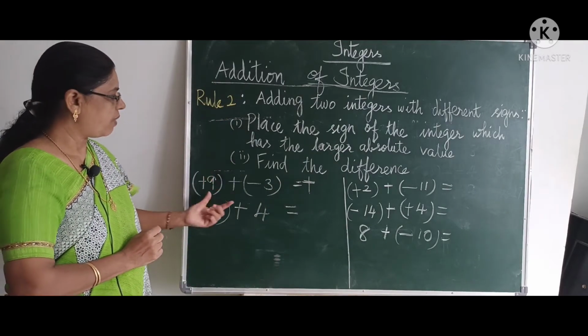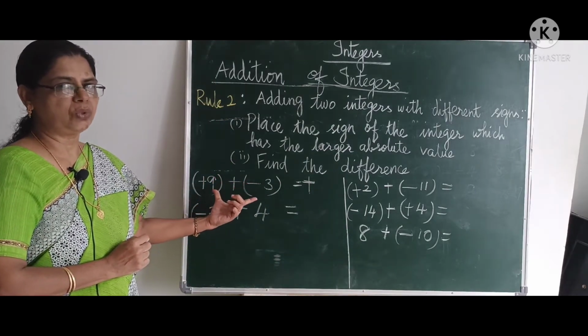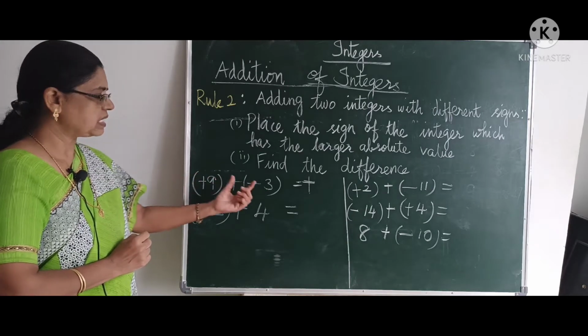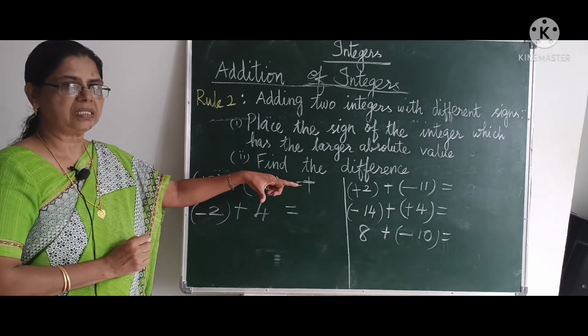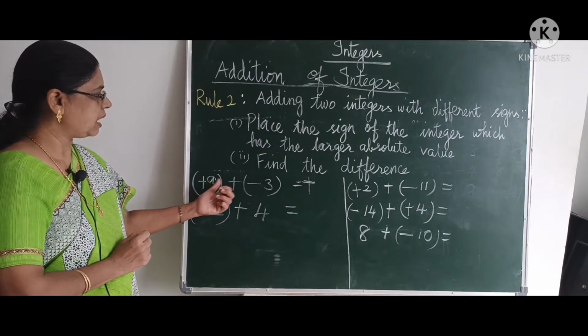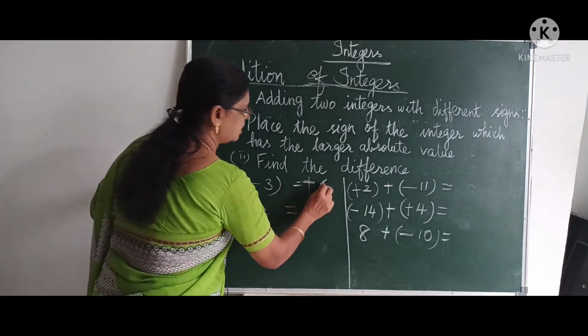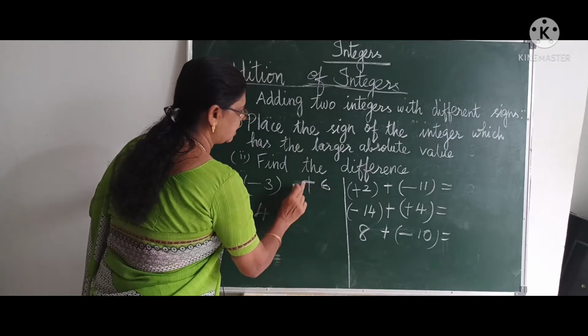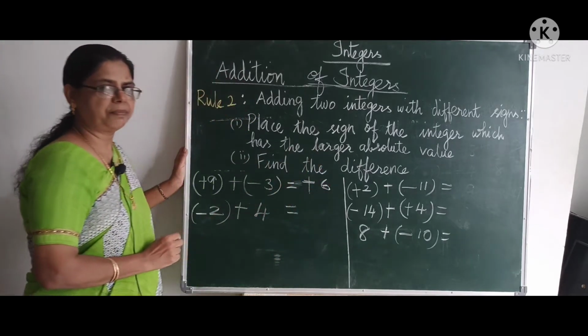And then find out the difference of these two numbers. When the integers have different signs, you have to find out the difference. So what is the difference between 9 and 3? It is 6. So our final answer is plus 6.